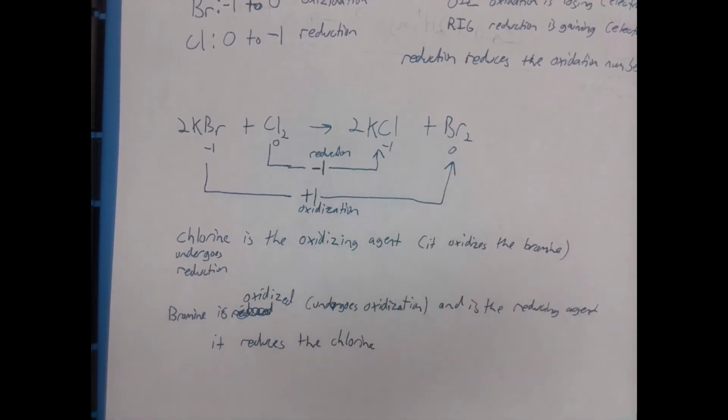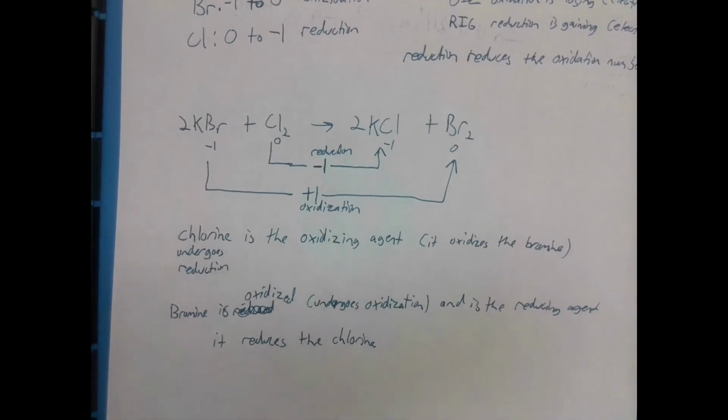So this is a cause and effect scenario. Bromine is being oxidized because chlorine is oxidizing it. The reason bromine is oxidized is because chlorine has oxidized it. So chlorine is the oxidizing agent. Chlorine is undergoing reduction because bromine has reduced it. That makes sense?